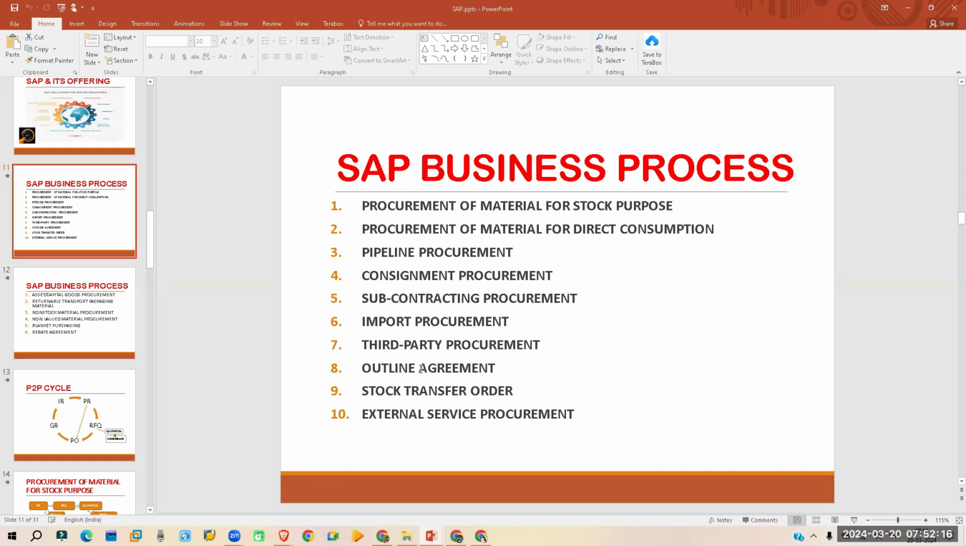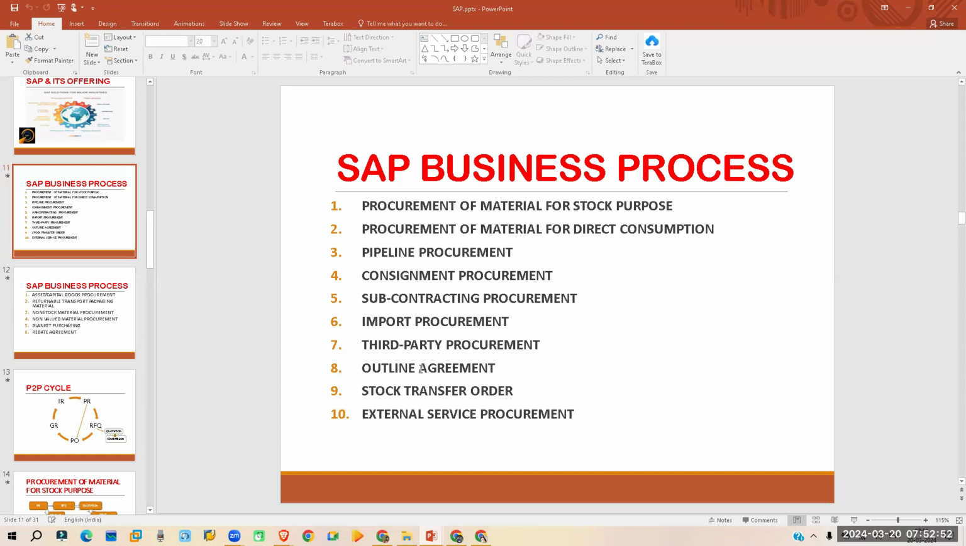Next one is external service procurement. So what is the external service procurement? Basically, let's say in any company you have a lot of machinery and a lot of instruments, so you need to service them, or you need to do the maintenance of them, right? For a period of time you will need to do the servicing of that equipment or that instrument.